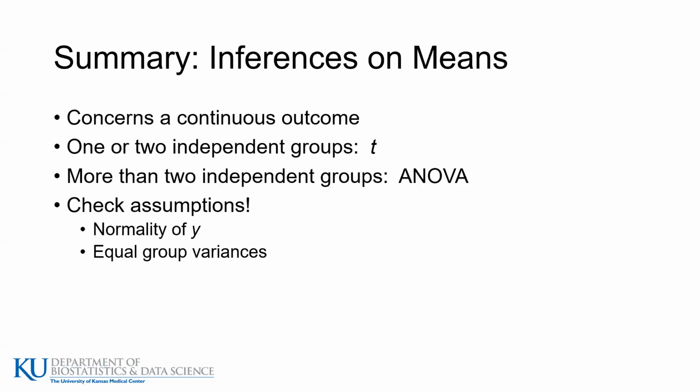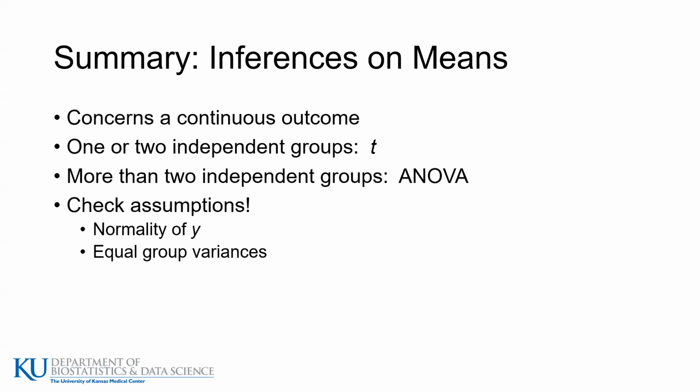So to summarize, we looked at some inferences on means. We looked at the 2-sample t-test when we have 2 independent groups. We also looked at the 1-sample t-test where we only have 1 group that we want to make an inference about. When we have more than 2 independent groups, we want to use an ANOVA.